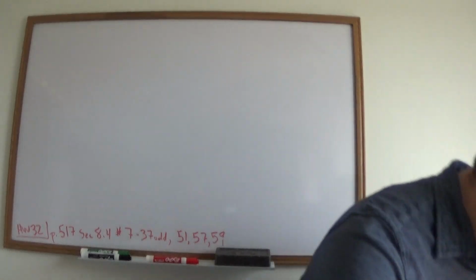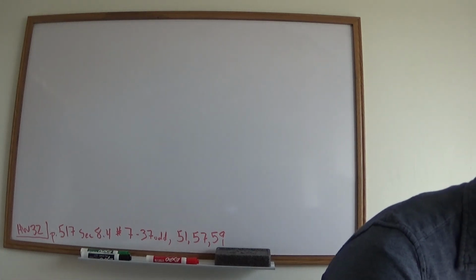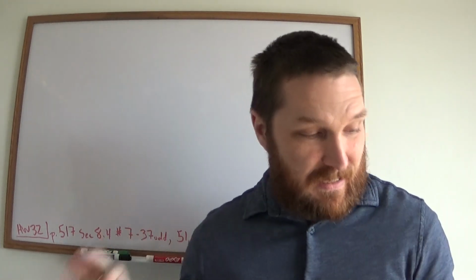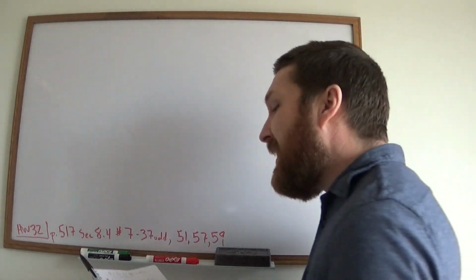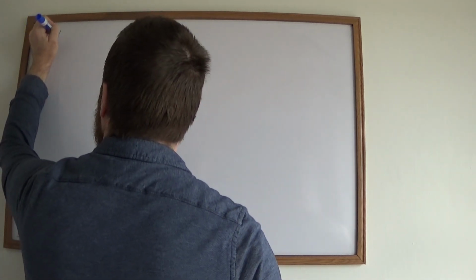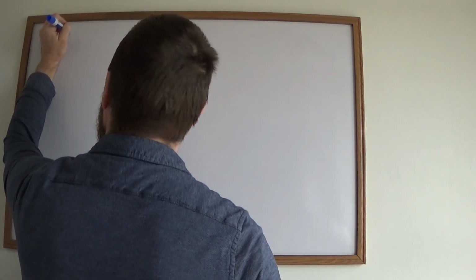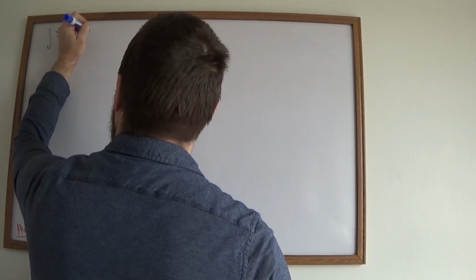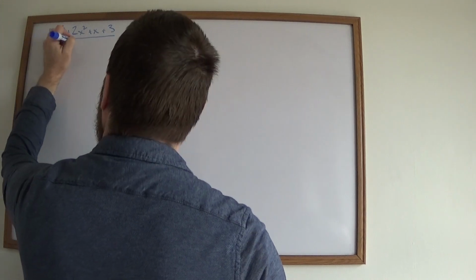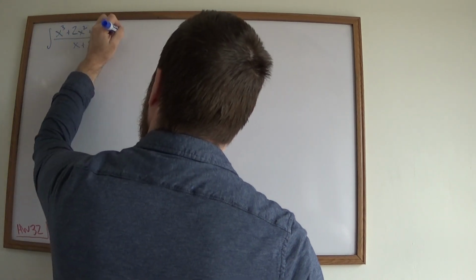Okay, so that's the first thing that we want to check anytime you're given one of these. Another thing you want to check is this. Let's say we have something like this: x cubed plus 2x squared plus x plus 3 all over x plus 2.